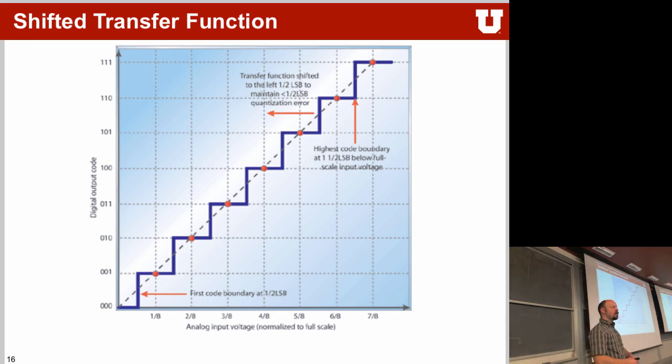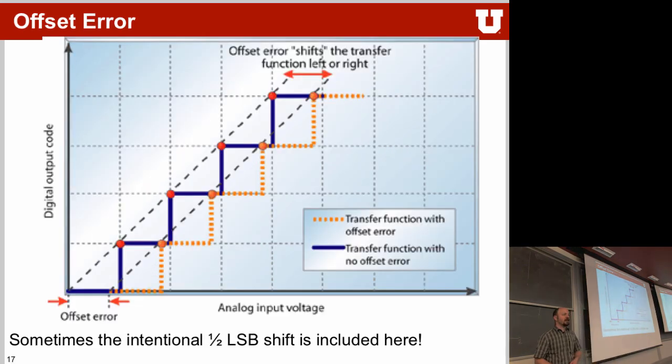So if you go and read a data sheet of an ADC, what you can find is what's called an offset error definition. Oftentimes, this offset tells you how far away you are from this optimal case. You have to be careful because sometimes they include the 1/2 LSB shift in this offset error. Sometimes they don't. So you have to read a little bit of what's going on in this particular data sheet.